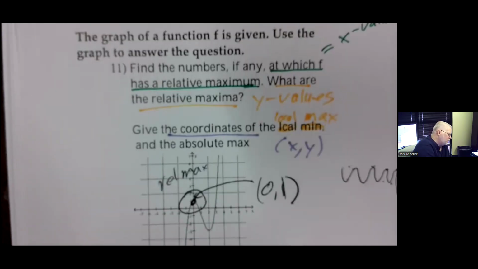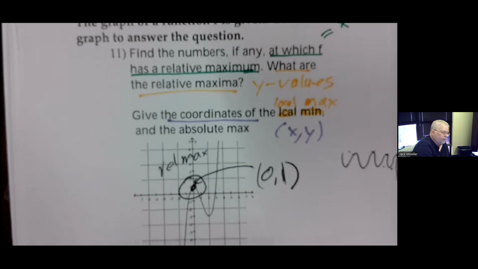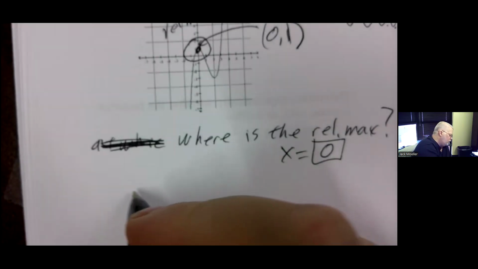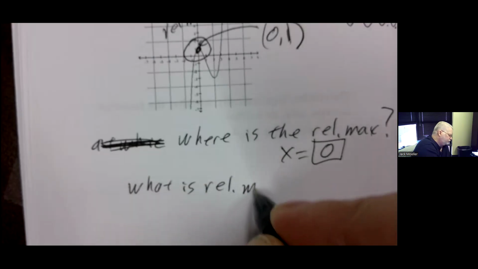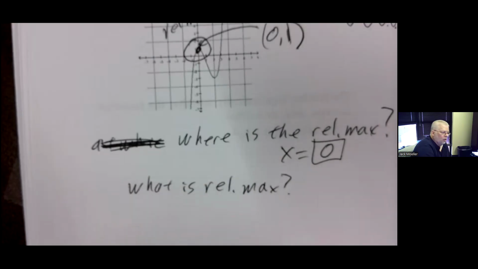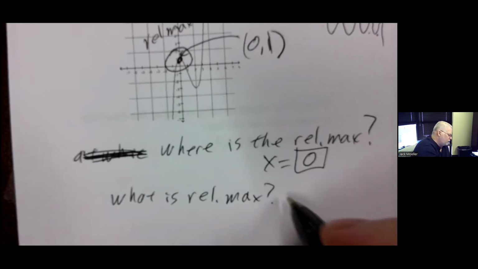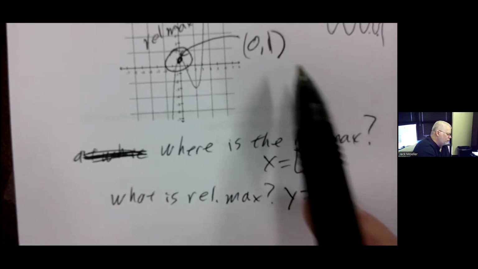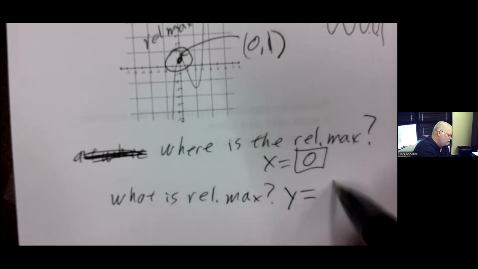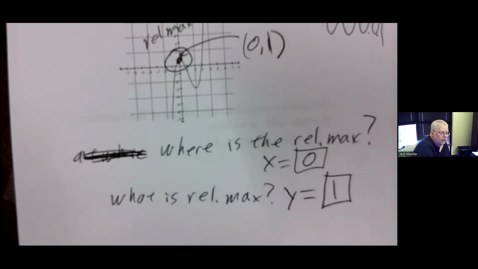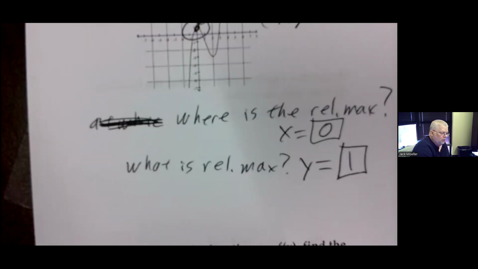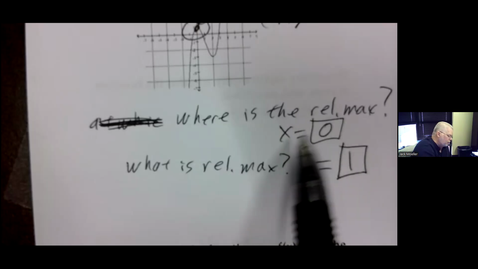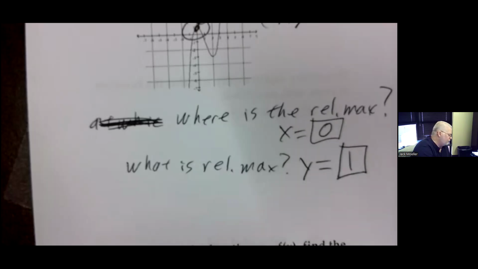Now, second question is, what are the relative maxima? In this case, just the one. That says, what is the relative max? Well, we're saying, what is the maximum? That's the y value. And so the y value is 1. So that's the answer that you'd be putting in that one. Again, if you put the x equals or y equals in there, they will count it. But the important part of this problem is knowing which one is which.